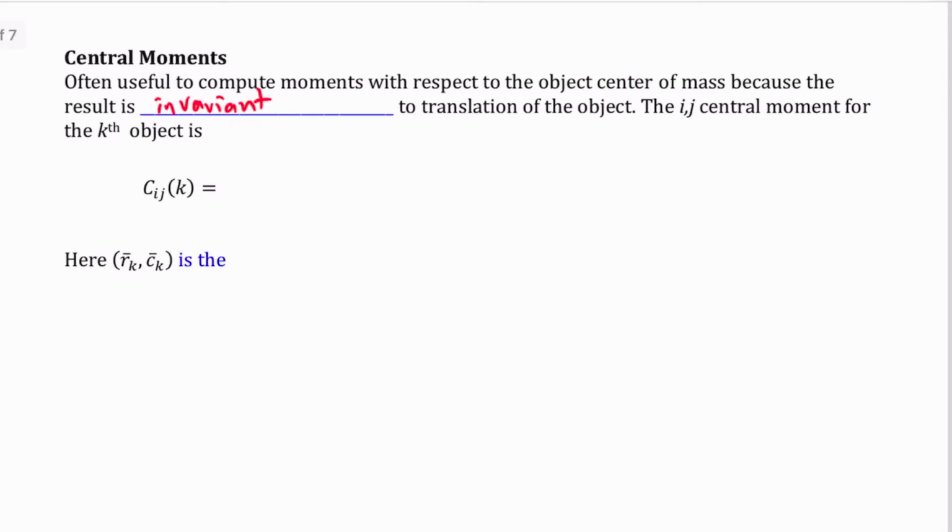Our central moments, instead of using an M, we're going to use a capital C. And then all we do is we take our summation over all RC.